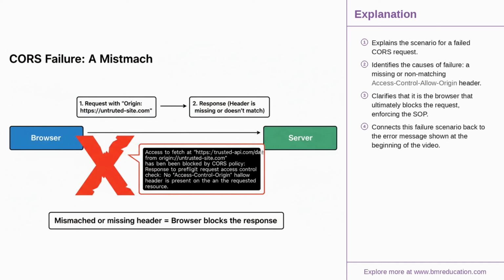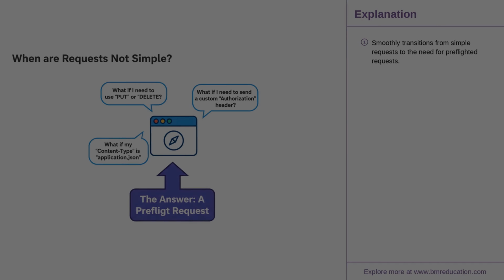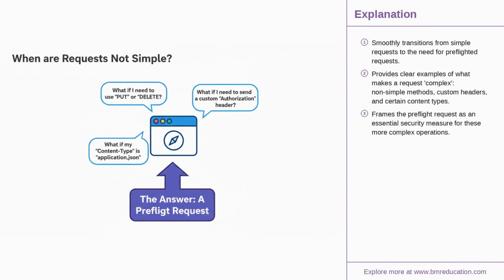When the browser sees this mismatch, it enforces the same origin policy. It blocks the response from reaching your JavaScript code and logs that infamous CORS error in the console. This is the security feature in action, preventing unauthorized access. Simple requests cover many basic cases, but modern applications often need more.